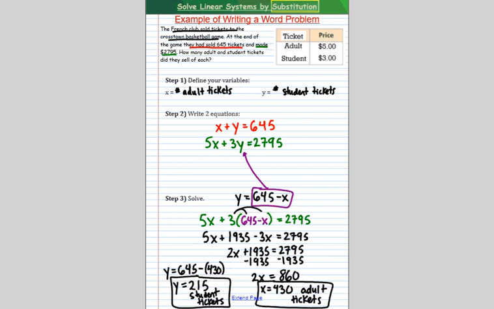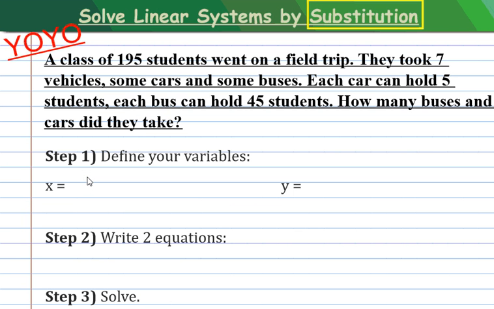Okay, I'm going to give you a chance to try one. This says a class of 195 students went on a field trip. They took 7 vehicles, some cars, and some buses. Each car could hold 5 students. Each bus can hold 45 students. I don't know why I have trouble reading that. How many buses and cars did they take? First, define your variables, then write 2 equations, and then go ahead and solve.